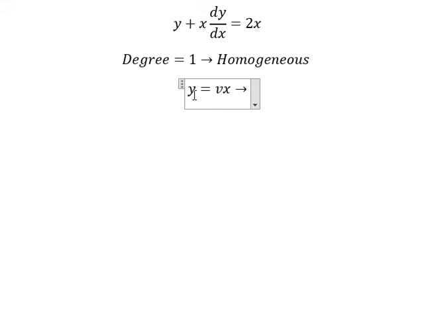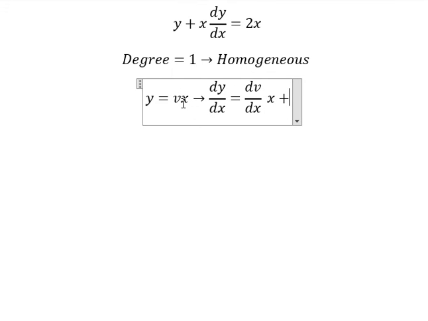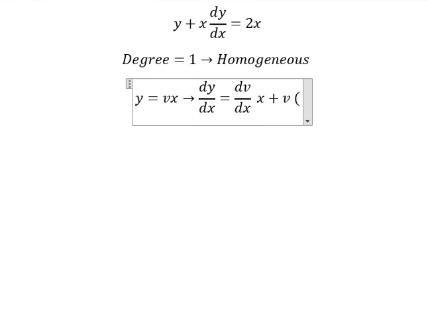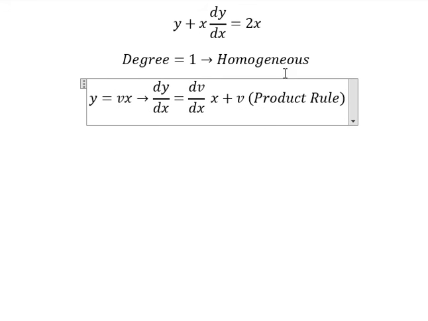Later, we take the derivative for both sides. First the derivative of v, we have dv over dx multiplied by x. Then the derivative of x, we have number 1, so we have v, and this is about the product rule of the derivative.